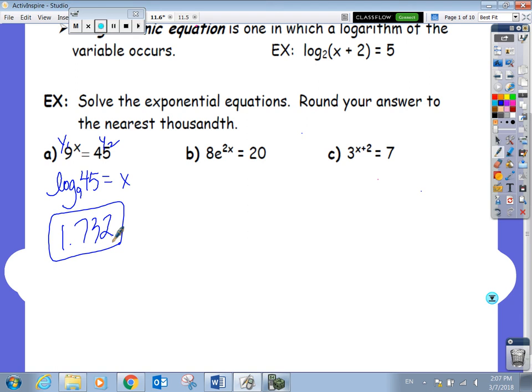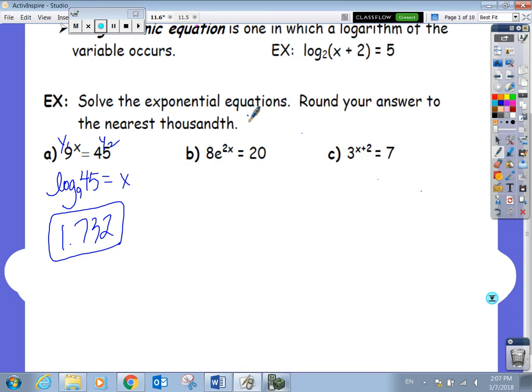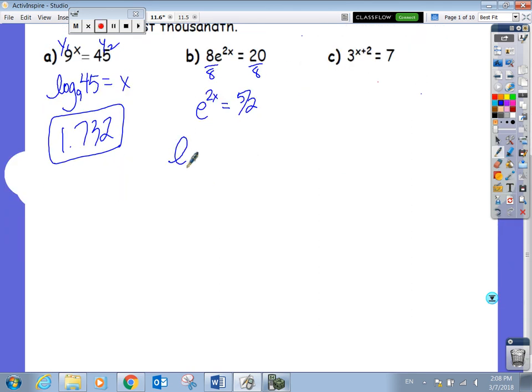You could do y1, y2, and then go from there. Just remember the E button is right here above the natural log. So second, natural log is how you would type in this. If this was on a non-calculator part, and we just said solve for x, that's also a possibility. Divide by 8. E to the 2x equals 5 over 2. Or you could simplify at the end. Then we would say the natural log of 5 over 2 equals 2x. Divide by 2, and there's our answer. There's where x equals. So you could type that into your calculator.